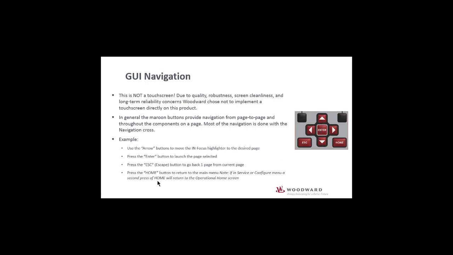So for example, if you're on the home screen and you want to change to a runtime page, you would use the arrow buttons to move the in-focus highlighter to a particular page, press enter, and you will be moved to that new screen. Pressing escape always returns you to the previous screen you were just on, and pressing home returns you to the menu of the GUI.